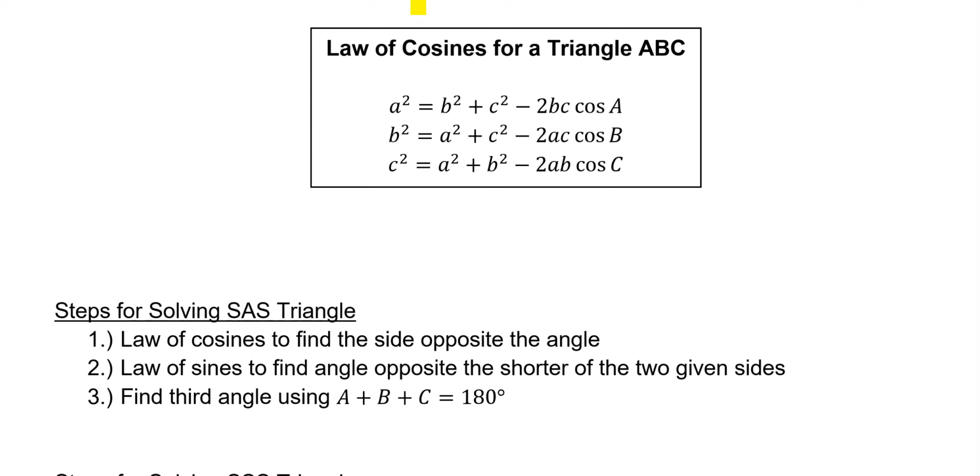So we have a squared equals b squared plus c squared minus 2bc times cosine of A. And then notice the other ones are very, very similar. B squared equals a squared plus c squared minus 2ac times cosine of B. And then c squared equals a squared plus b squared minus 2ab cosine of C.